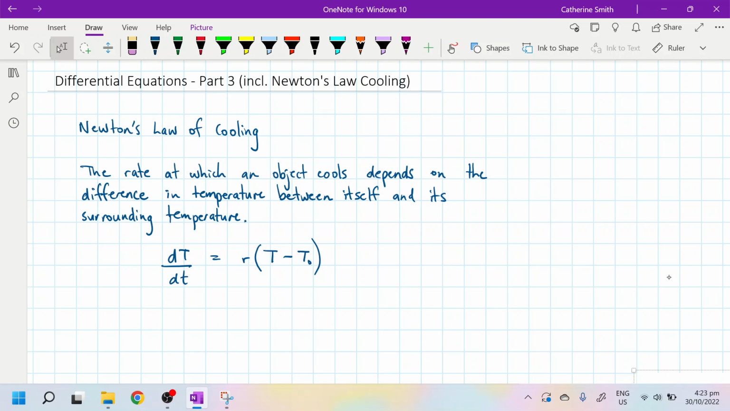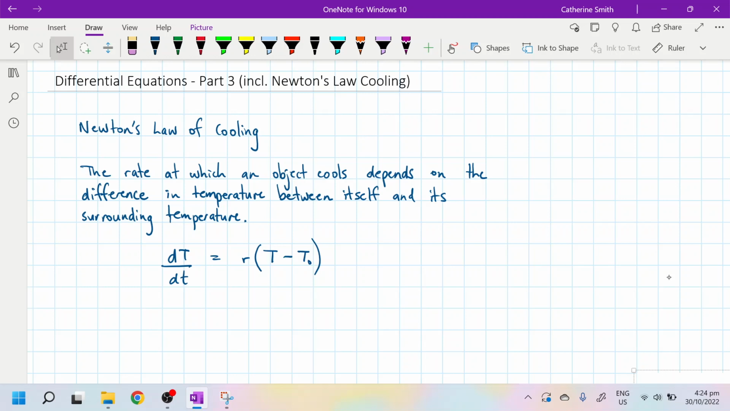Newton's law of cooling says the rate at which an object cools depends on the difference in temperature between itself, meaning the temperature of the object, and its surrounding temperature, or the room temperature. Or in the case of maybe a fridge, the temperature of the fridge would be the surrounding temperature.